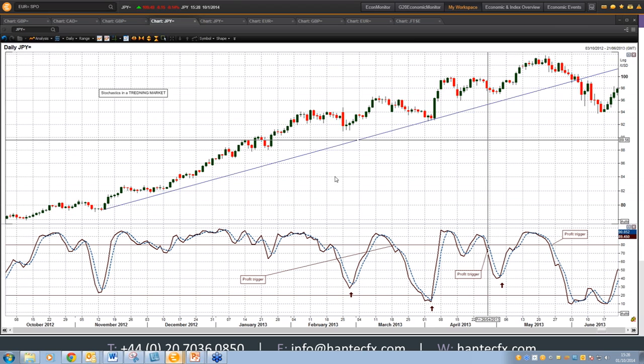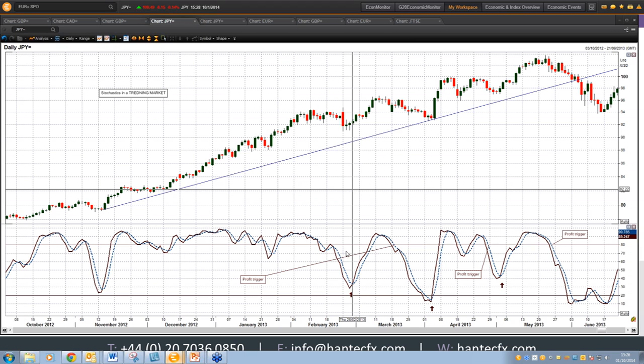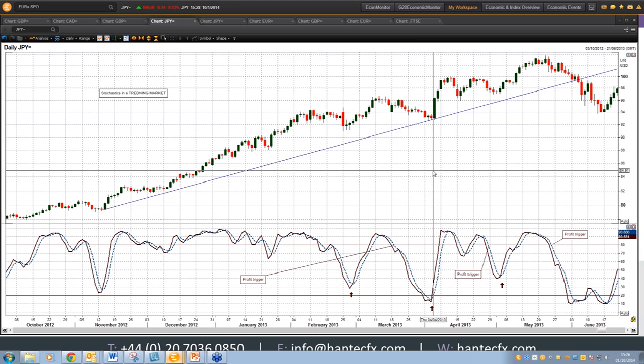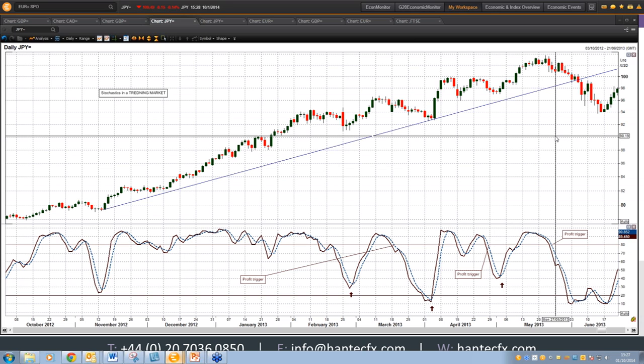But certainly that is probably the secondary use of stochastics in an uptrend. The primary use of stochastics in an uptrend is to look for buy signals, and all these buy signals that you get work extremely well in this instance. So here's the third one, and then you start to see that run higher. Again, this profit trigger actually worked very well, and subsequently you then got a breach of that uptrend.